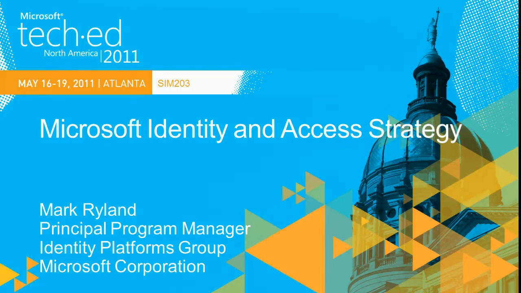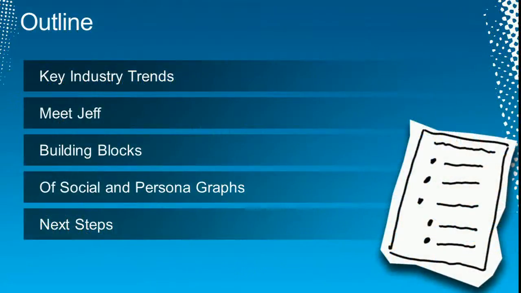So what are we going to be talking about today? I want to talk about essentially these 5 areas, or this is my outline. Begin with industry trends, do a few scenarios with a character that we'll call Jeff, look at some of the key building blocks that we need, some of which we have, some of which we still need to build for these more advanced identity and access scenarios that we'll be talking about.